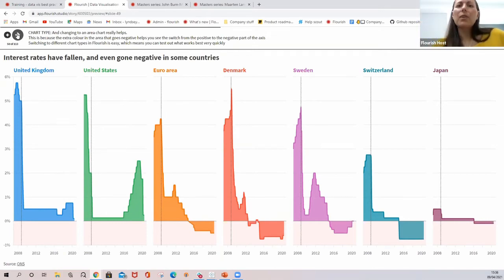It's just a click of a button in Flourish, switching between the line and the area chart. So you can test these things out by fiddling around with them. It's not like you have to redraw the whole thing again.